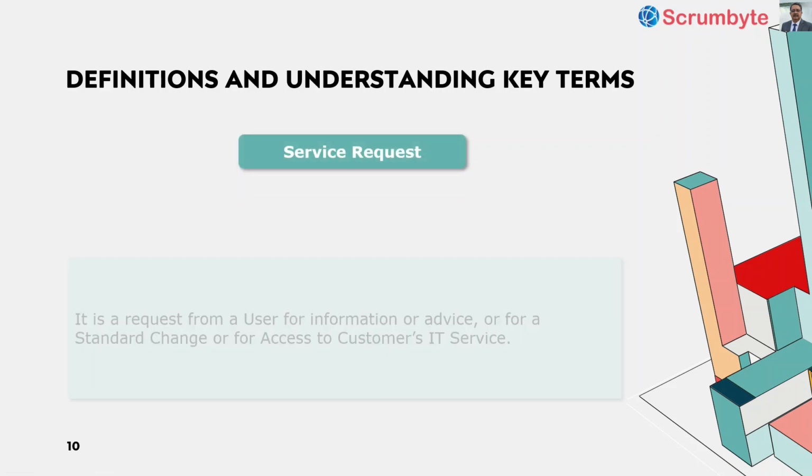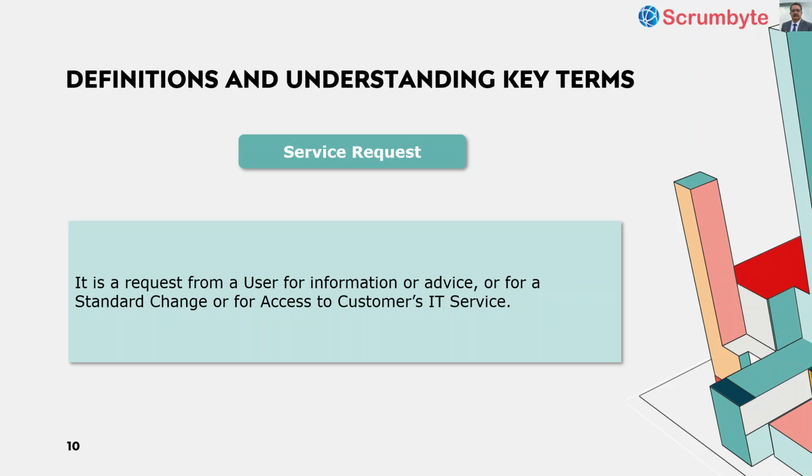Next, we talk about a service request. This is a very simple thing. It's a request from the user for information, for advice, or asking to change something, whatever it is. An example would be, can you please reset my password? It's called a service request. Or, I don't have access to Visio, so please give me access to Visio. These are all different types of requests that a user can make, and these are called service requests. It's not just a user, a business can also raise a service request.